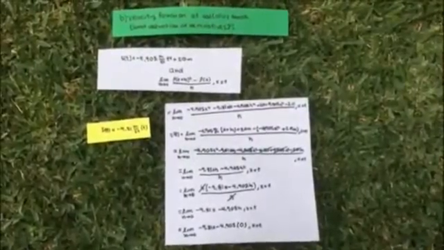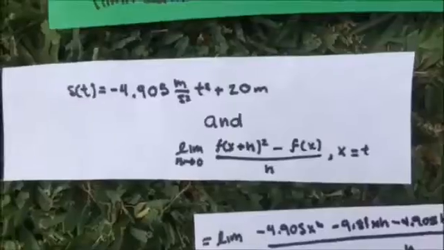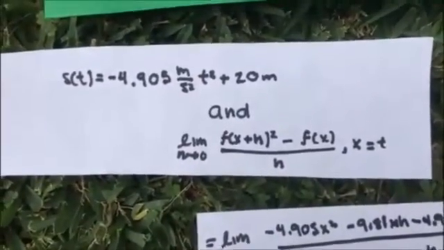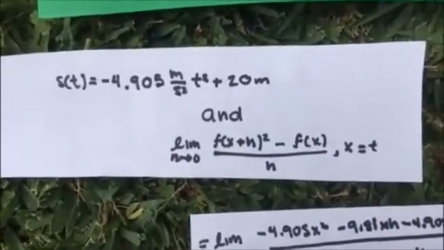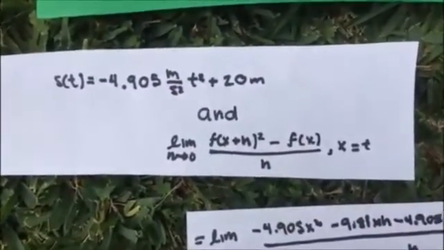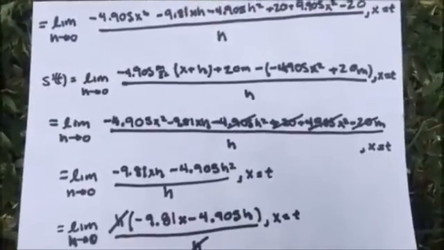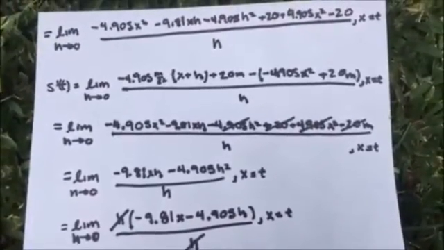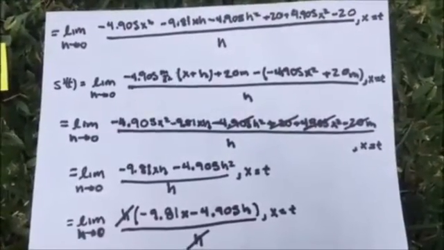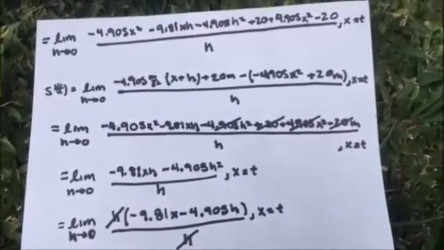Point B. Find the velocity function of the calculus book by using the limit definition of derivatives. After knowing our position function and the formula of the limit definition of derivatives, we can substitute the values of the position function. After substituting, we have the limit as h approaches 0 of minus 4.905 times (x plus h) to the second power plus 20 meters plus 4.905 x squared minus 20 meters, all of that over h, also taking into consideration that x equals t.